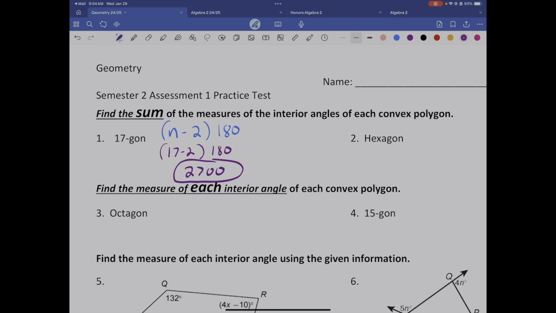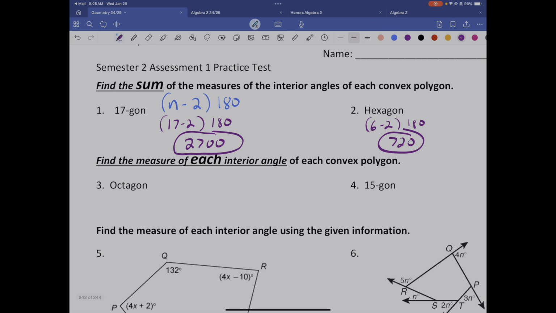The next one is a hexagon. The first thing you need to figure out is remember how many sides a hexagon has. A hexagon has 6 sides. So that's the number of sides minus 2 times 180. So 4 times 180. Glad you can read my writing. And 720 is the answer for that one.